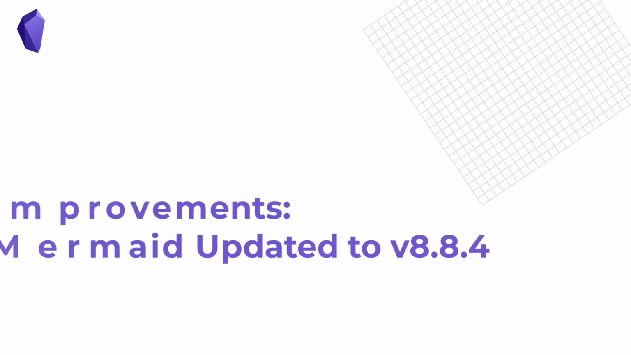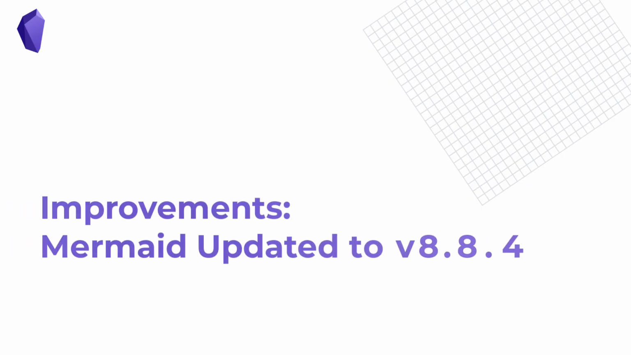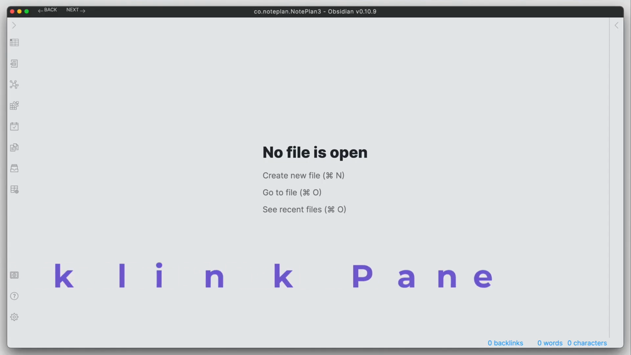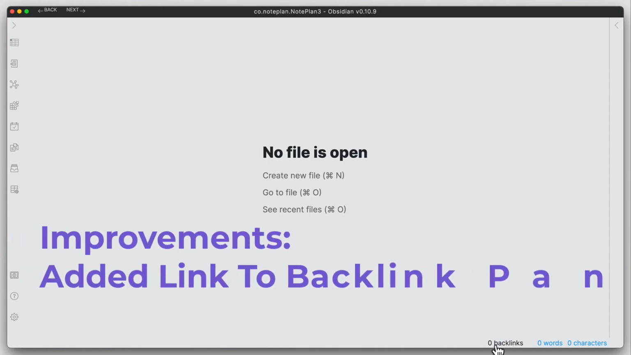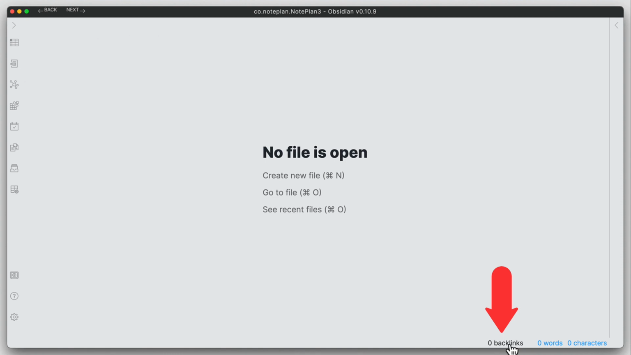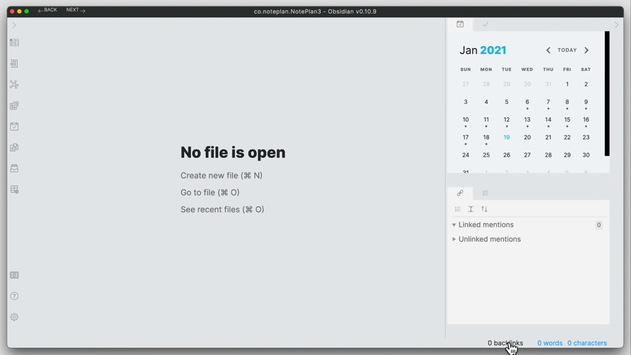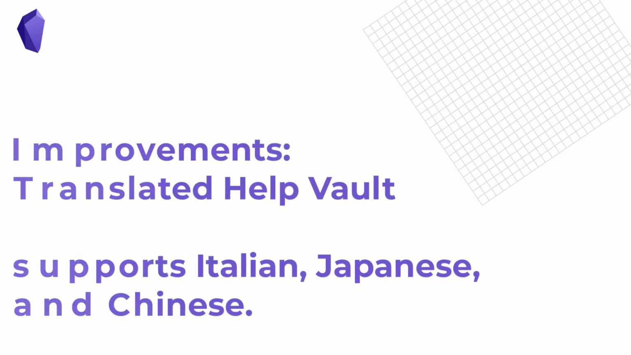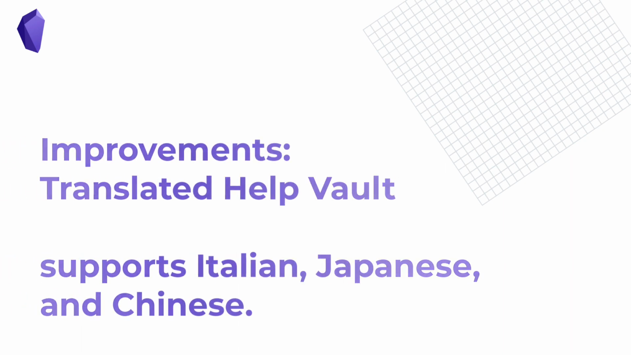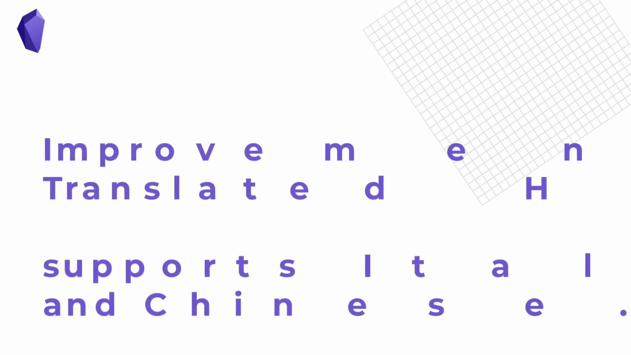Mermaid has also been upgraded to version 8.8.4. They've also made it so if you click on the backlink status here at the bottom, that it will open up the backlinks pane. See how that opened up. And lastly here, opening up the help vault will now open up a translated version, depending on the selected language that you have. But it only supports Italian, Japanese, and Chinese at the moment.